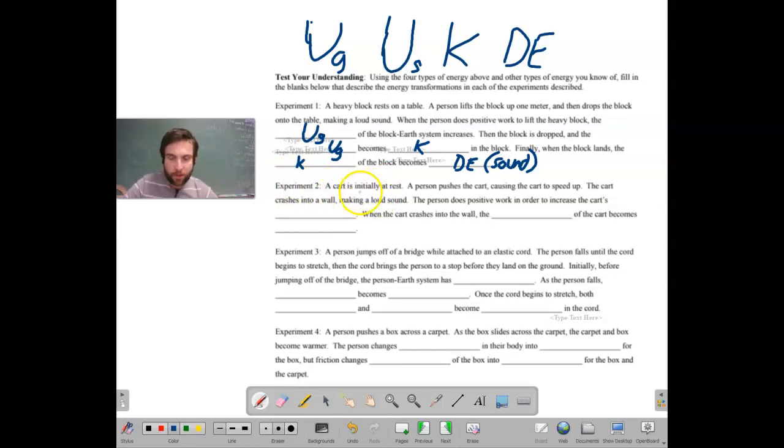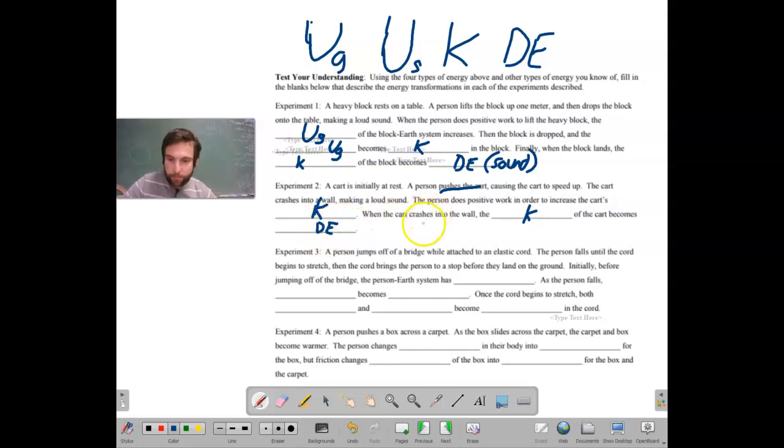Experiment 2. If a cart is initially at rest, so we know there's no kinetic energy, a person pushes the cart, causing the cart to speed up. The cart crashes into a wall, making a loud sound. The person does positive work in order to increase the cart's kinetic energy because they pushed the cart. So what kind of energy gets added to the cart? Kinetic energy, because speed is being added to the cart. When the cart crashes into the wall, the kinetic energy of the cart becomes dissipated energy.